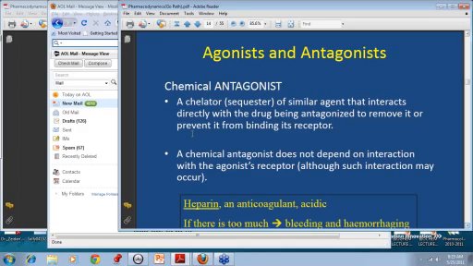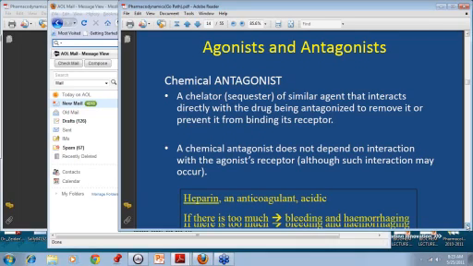It doesn't depend on the interaction with the agonist receptor, although such interaction may occur. What are the examples for that? Your old friend, heparin. It's an anticoagulant, acidic. If there is too much of it, of course, it's going to show side effects, bleeding, hemorrhage. Protamine sulfate is a base, and forms a stable inactive complex with heparin. So it removes it, sucks it up, and inactivates it. So that's a chemical antagonist. All work for you here.